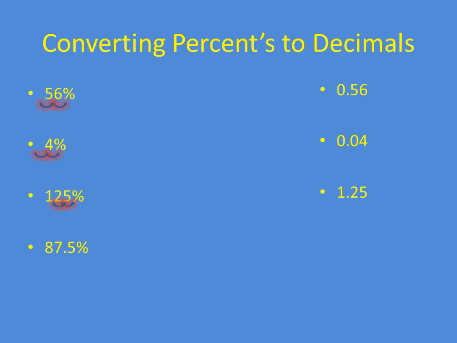Now if you notice here I have 87.5%. Well, you might say, well, that already has a decimal in it. I shouldn't have to do anything. But that's wrong. We still have the percentage sign here. So we have to change it to a decimal before we can do any multiplying or dividing with this number. So once again, I'm going to move that decimal once, twice to the left, and I end up with 875 thousandths.